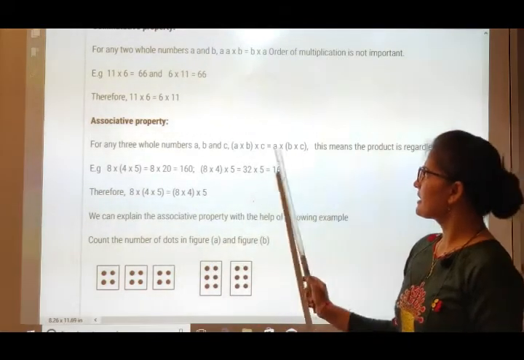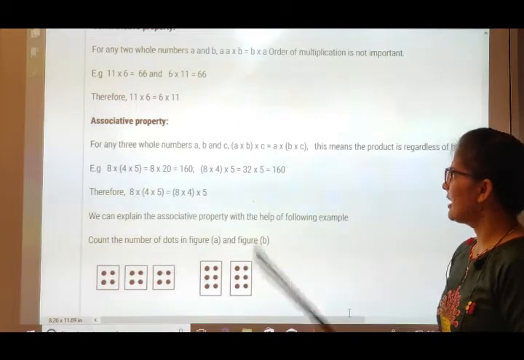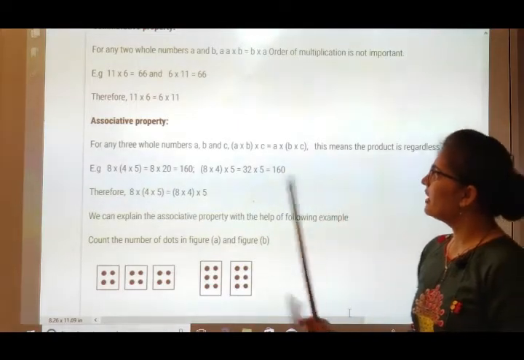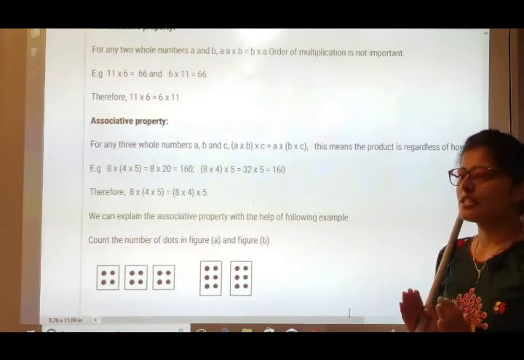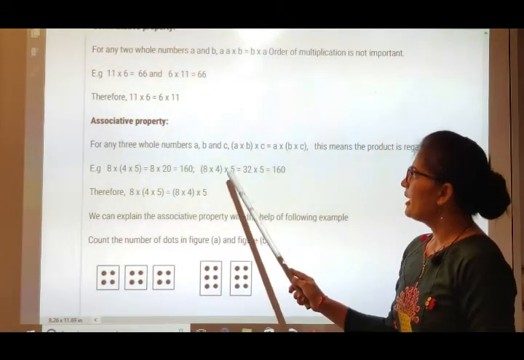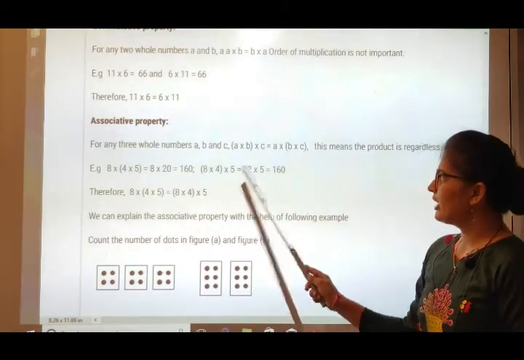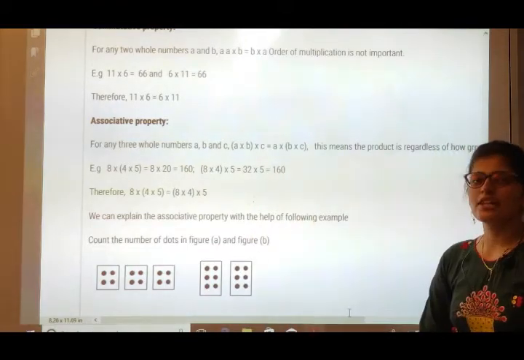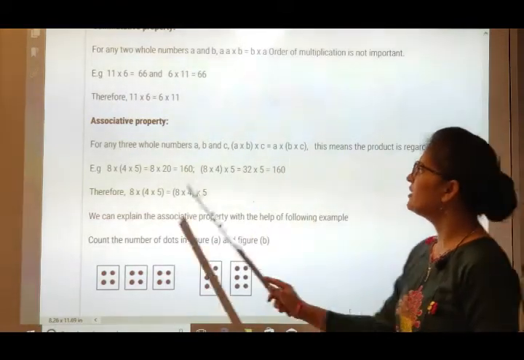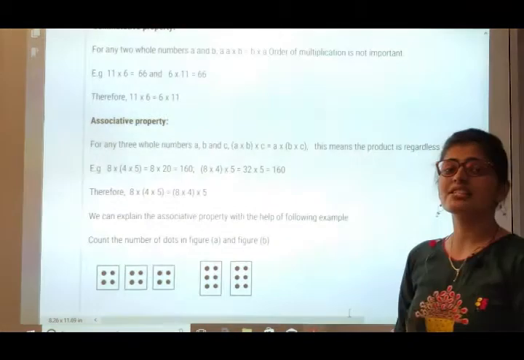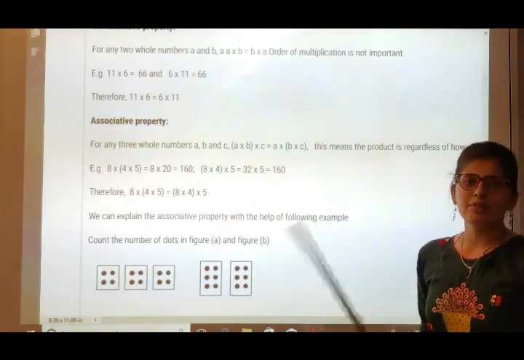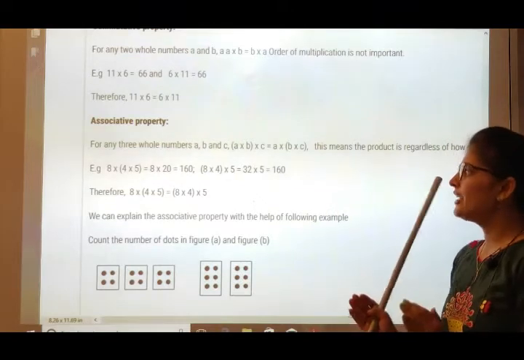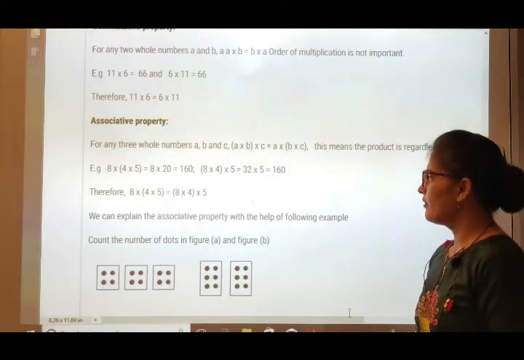Now in the next, you can see A multiply B multiply C. So first the grouping of 8 and 4 is taken, and then multiply by 5. So 8 4s are 32, multiplied by 5. The answer will be 160. Here you can see that both the answers we are getting are the same. That means that you can do grouping of numbers for multiplication in any way you like. Any two numbers you can take in one group.